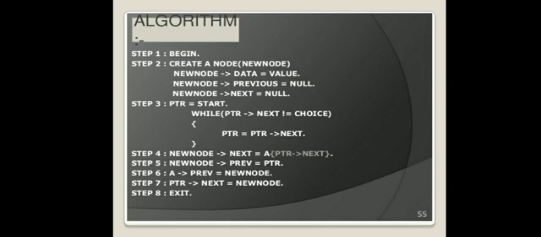Begin. Step 2, create a new node. New node of data is nothing but the value. New node of previous is null. New node of next is null. PTR equal to start here. PTR is nothing but the pointer which takes the address of the node. While PTR of next is not equal to null, PTR is PTR of next. Step 4, new node of next is A. Step 5, new node of previous equal to PTR. Step 6, A of previous equal to new node. Step 7, PTR of next equal to new node, exit.